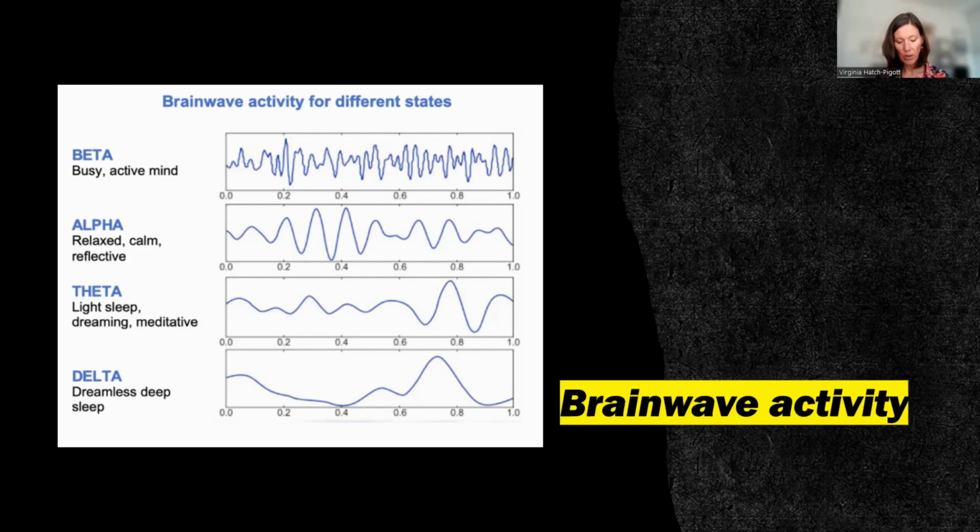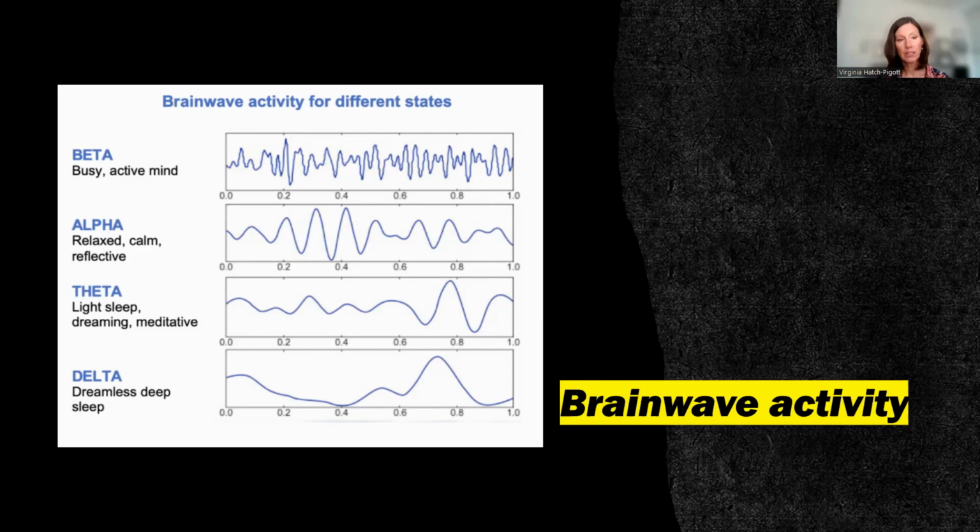Dysfunction occurs when there is excess power or frequency, or not enough power or frequency in any one band in a particular location of the brain. Okay, so that bears repeating. Dysfunction of the brain occurs when there is too much power or too little power, too high of a frequency or too low of a frequency at any given site in the brain.